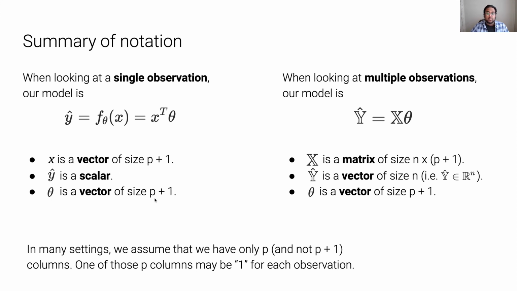When looking at multiple observations at once, we instead say x with this fancy notation is a matrix of size n by p+1. Y hat is a vector containing all of our predictions, and so it's a vector of size n. And once again, theta is a vector of size p+1. So the thetas in both of these scenarios are the same. These are really the same model, just one only looks at a single observation at a time, and one looks at multiple observations at a time. The way we make predictions for y hat in both models is exactly the same.